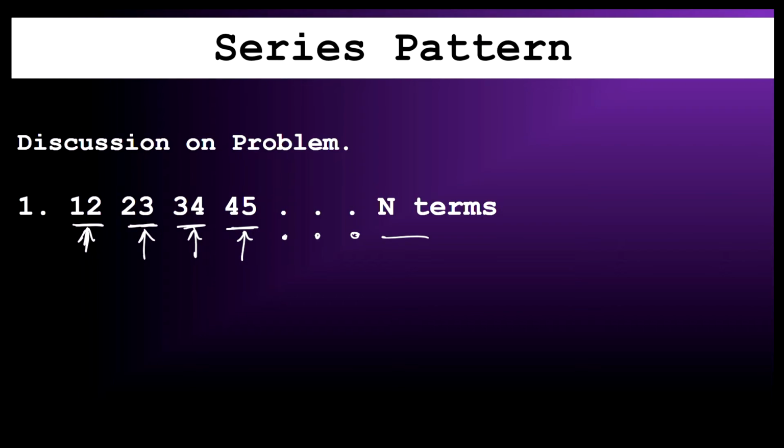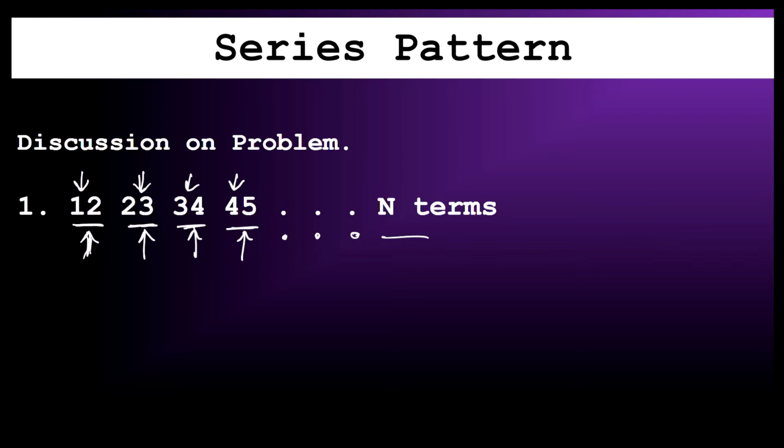Now do you see any difference over here, that the number of items or digits is increasing as the term number increases? No. Why? Because this is also 2 digits, this is also 2 digits, this is also 2 digits. So for this, we don't need any other loop other than counting the terms. We do not need any other loop to count the number of entities, right?